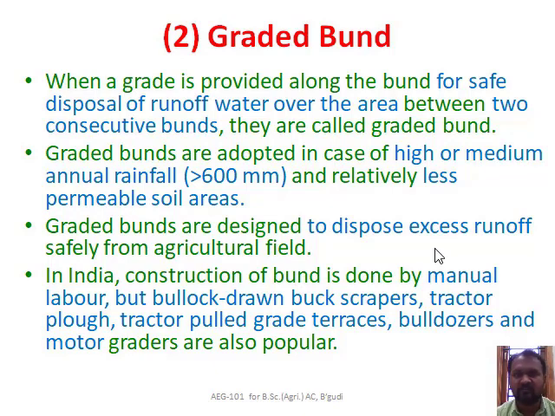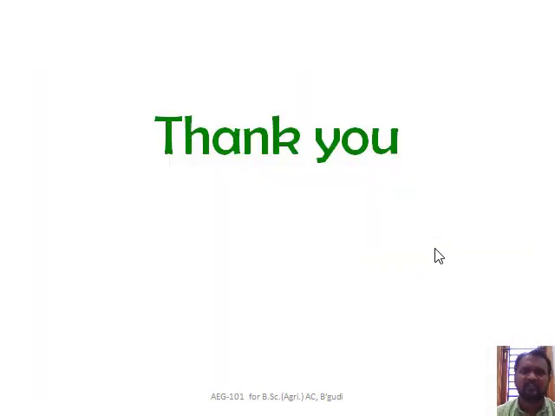bulldozers and motor graders. In today's class, we discussed different types of erosion control measures, including different agronomic measures and mechanical measures. Under mechanical measures, we have discussed terraces, different types of terraces, and then we have discussed different types of bunding.